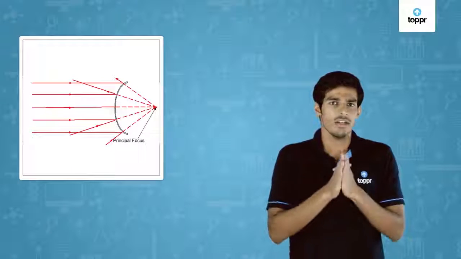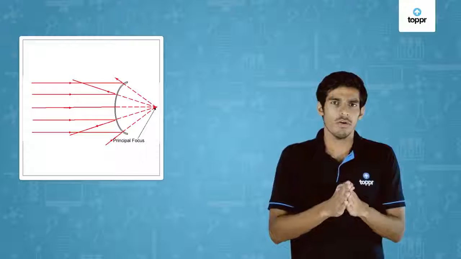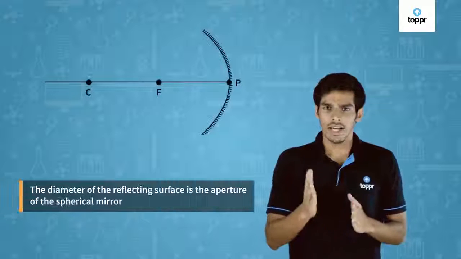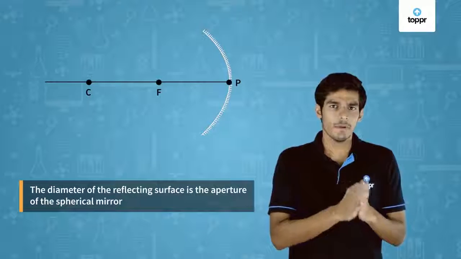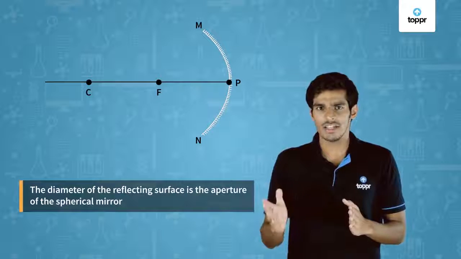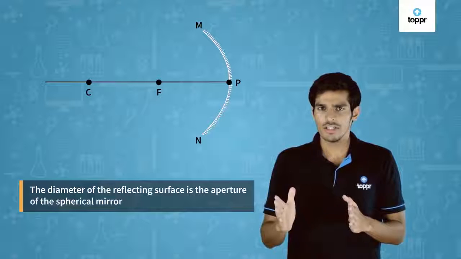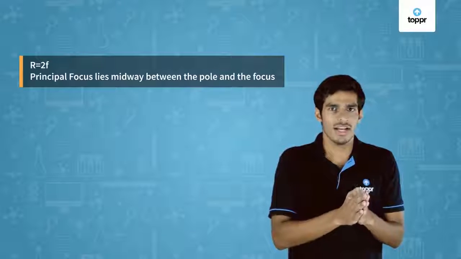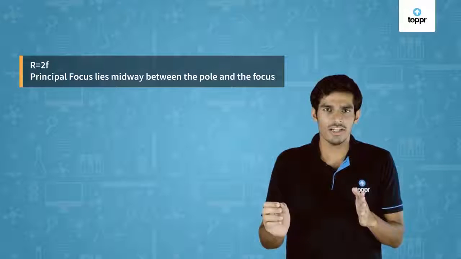Now, in place of a concave mirror, if we take a convex mirror, the reflected rays appear to come from a point on the principal axis, and this point is the principal focus of a convex mirror. The diameter of the reflecting surface is called the aperture of a spherical mirror, and it is represented by MN. In our entire discussion, we'll only work with mirrors whose apertures are smaller than the radius of curvature. For spherical mirrors with a small aperture, the radius of curvature is equal to twice the focal length, that is, R is equal to 2 times f. This implies that the focus lies exactly midway between the center of curvature and the pole.